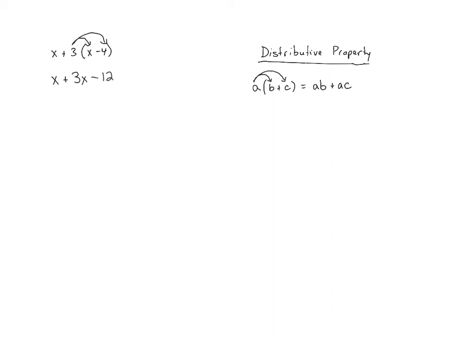What this has done for us is it's gotten rid of the parentheses, it's gotten rid of those grouping symbols, and now that we've rewritten it without them, we can combine these like terms, because the x and the 3x are like terms. X plus 3x is 4x, so this gives us 4x minus 12 as our simplified answer. Before, we had a whole lot going on with parentheses and multiplication and whatnot, and now we've rewritten this as a much simpler expression with just 2 terms.